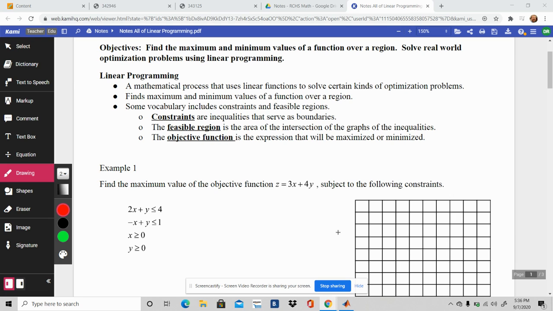Hello again, students. Today we're going to do an introduction to linear programming. So this is going to tie basically all of our systems of equations and inequalities unit together into really big application type problems.